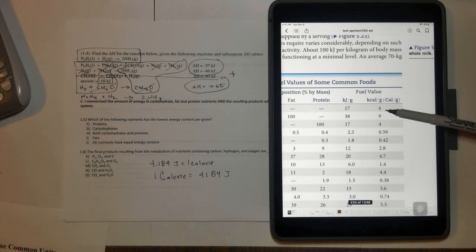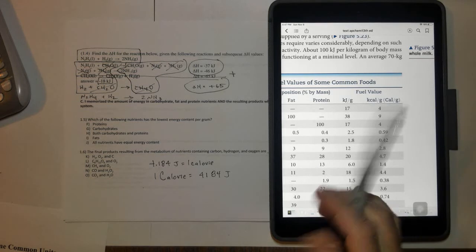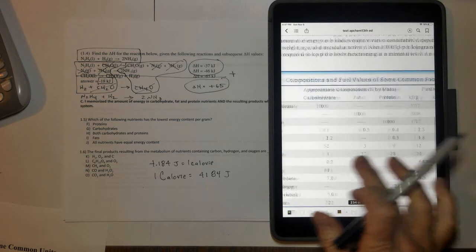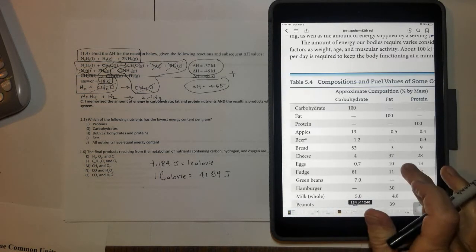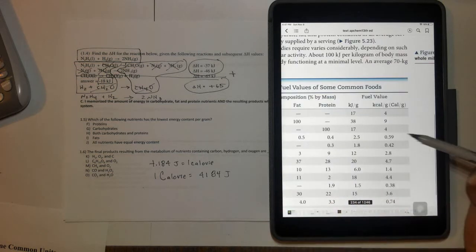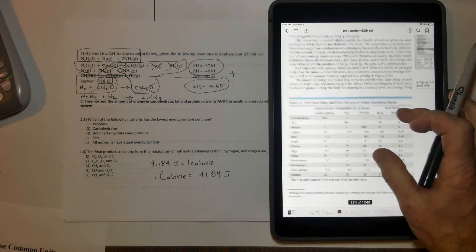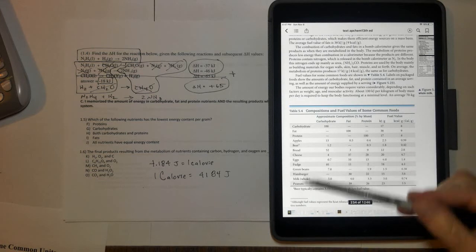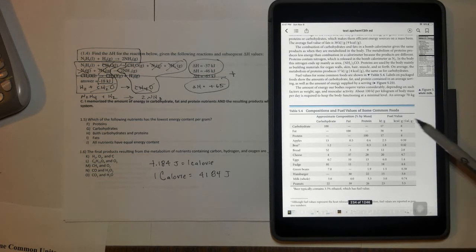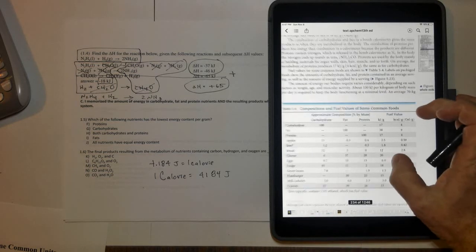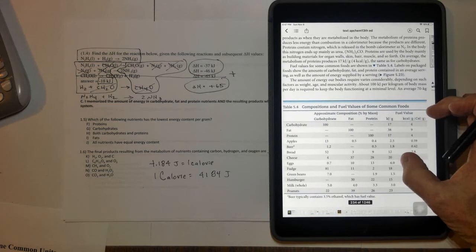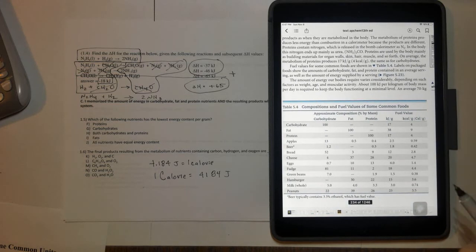Anyway, the fuel values are the important things to know. 4 calories per gram for a carbohydrate, 9 for a fat, and then 4 for a protein. And you can see other pieces are listed down here as well, things that you would eat and their food fuel value as well. You may have memorized or learned these carbohydrate, fat, and protein values in a health class before, but now you know them from a chemistry point of view as well.